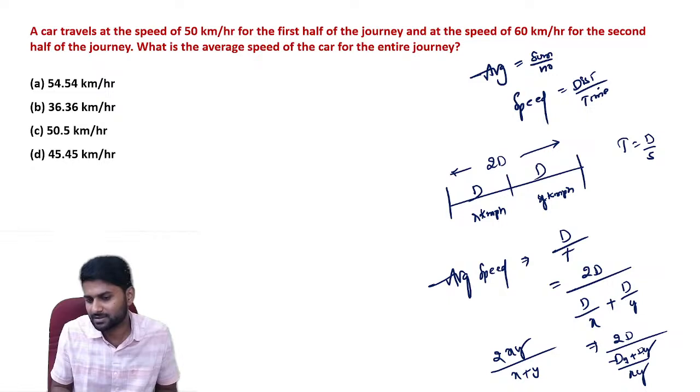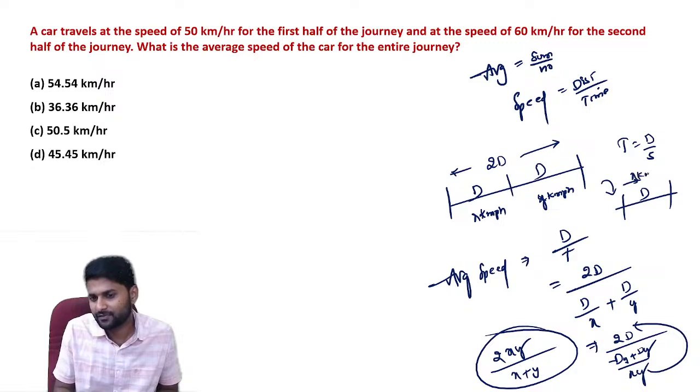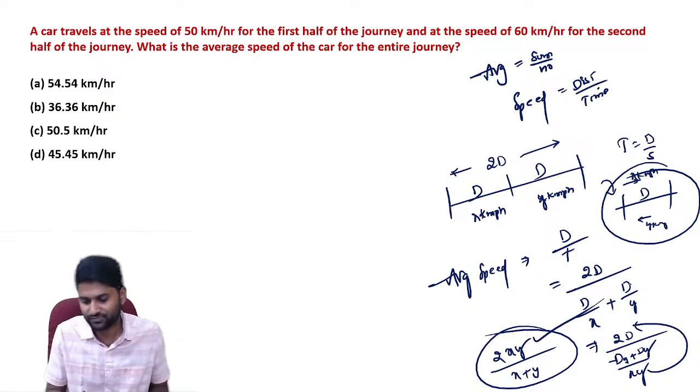Just take d common, d and d cancel. Finally, you will get this, and this is the formula. Now, in the same way, go through this concept. From here to here, the distance is d. Forward, it is a speed of x kilometers per hour. Reverse, it is a speed of y kilometers per hour. If you want the average speed, use this formula: 2xy by x plus y.